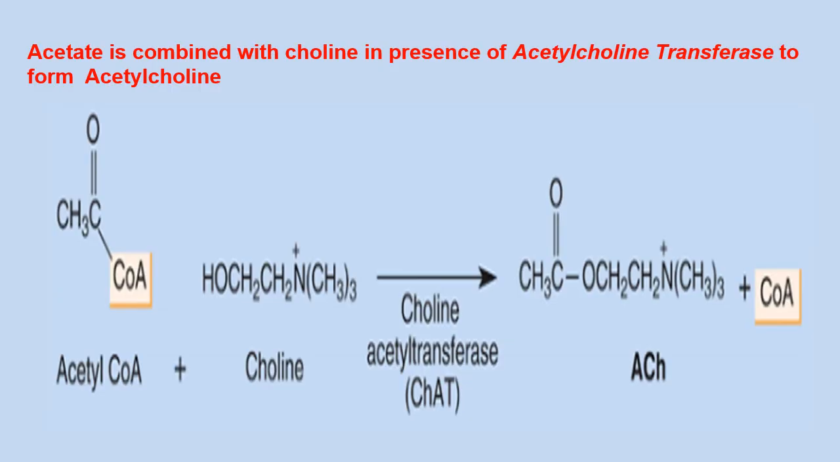When acetate is combined with choline in the presence of the enzyme acetylcholine transferase, acetylcholine is formed. The figure on the slide shows the formation of acetylcholine. It is then immediately transported through the membrane of the vesicles to their interior and stored there.